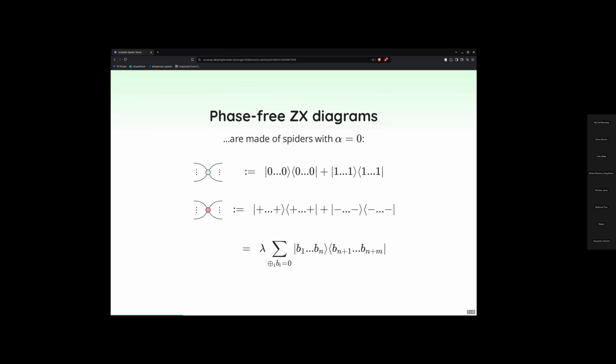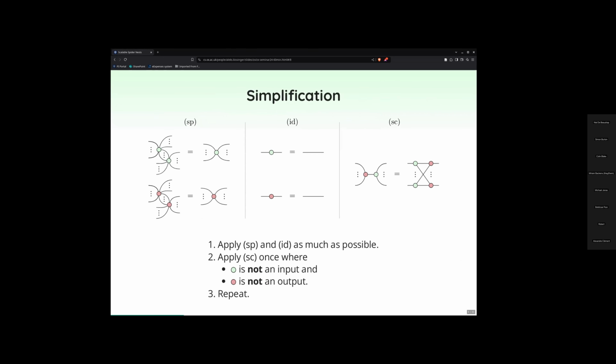But you can just think that this is a generalization of an XOR operation. If I specialize this to where I had 2 inputs and 1 output, this would actually just be the definition of the XOR map on your basis states. But the X spider is like a many-legged XOR. And one of the nice things about phase-free ZX diagrams is it's very easy to explain how to reduce these things to a canonical form.